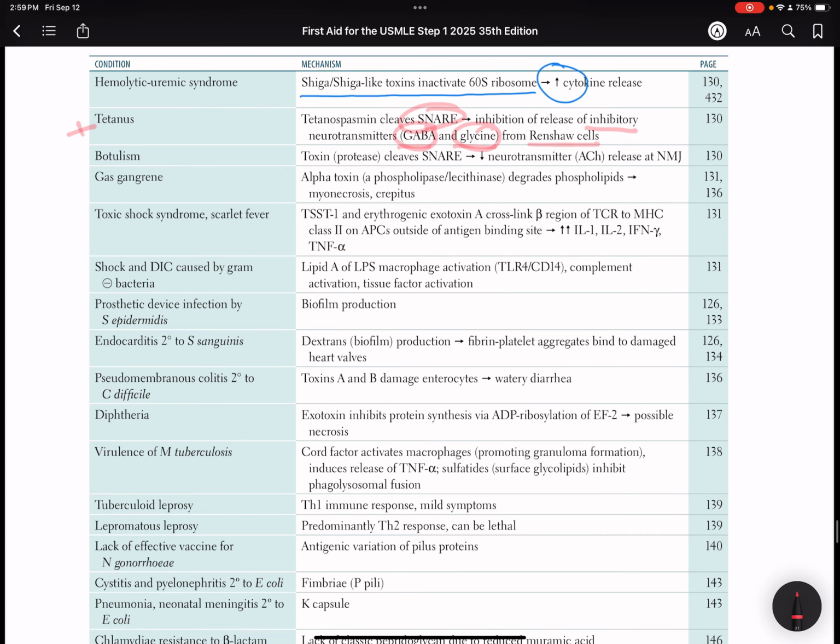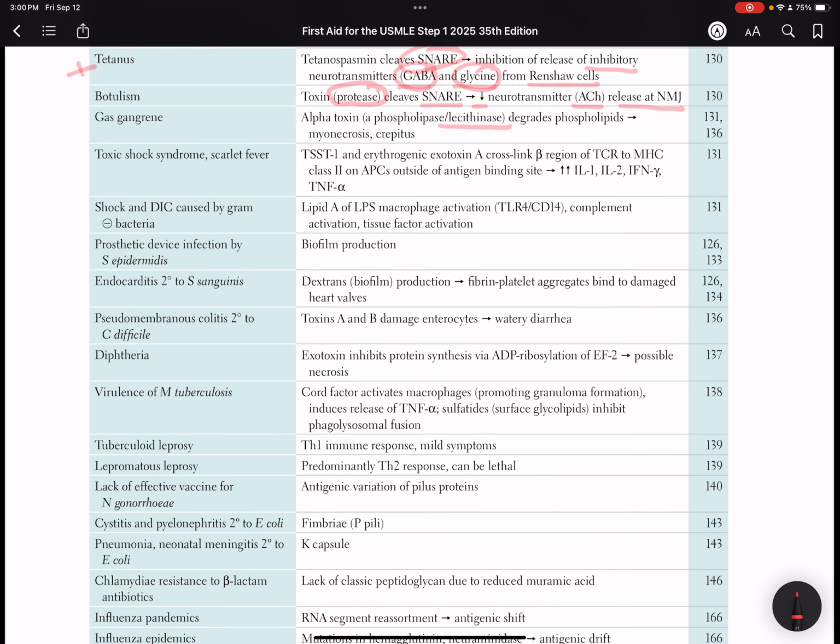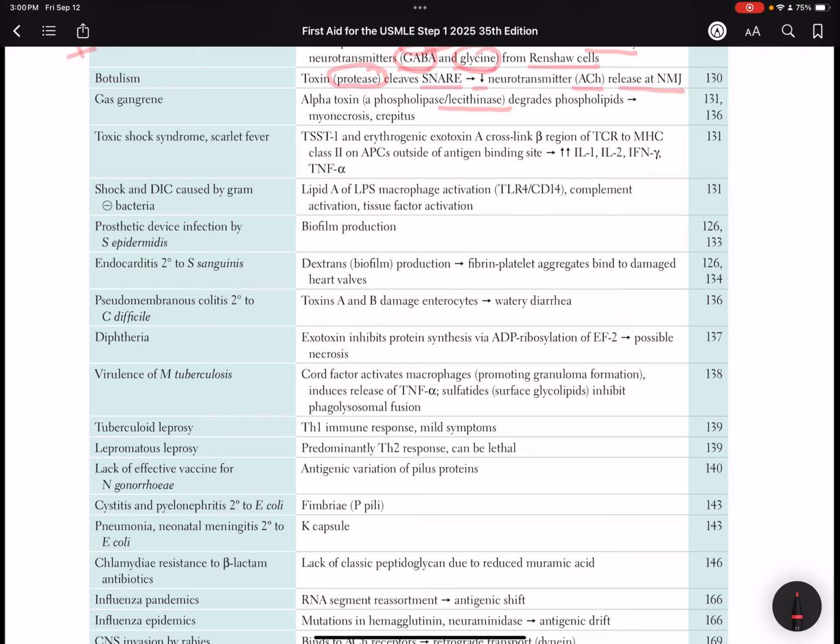So next, very similar mechanism but different is botulism. Botulism is toxin which is protease. So protease toxin cleaves SNARE, decreases neurotransmitter acetylcholine release at neuromuscular junction. What is gas gangrene? Gas gangrene is alpha toxin, a phospholipase / lecithinase that degrades phospholipids, which leads to myonecrosis and crepitus.